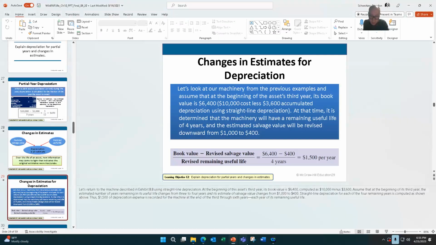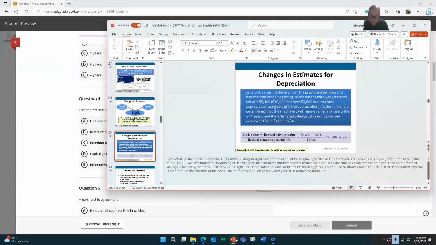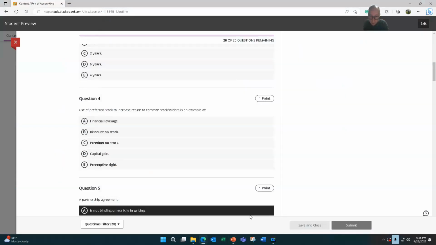I'm sorry. What happened here? Computer's having a meltdown, apparently. I believe that was chapter 11. Does that sound right? I think it was 11. My computer's having a moment.